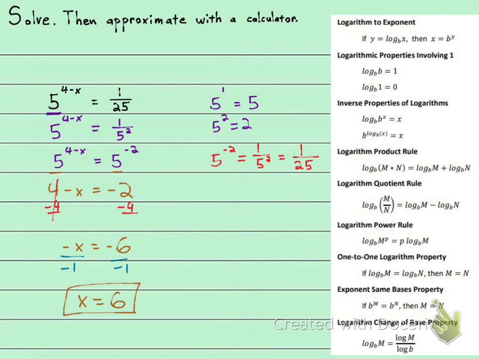All right, so this is our exact answer. We solved it. Approximate with a calculator, we don't actually need to do that because there's nothing to approximate. We have the exact answer and it's an integer. It's not anything weird. So at this point, we are done.